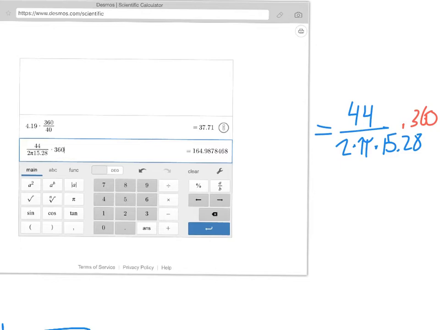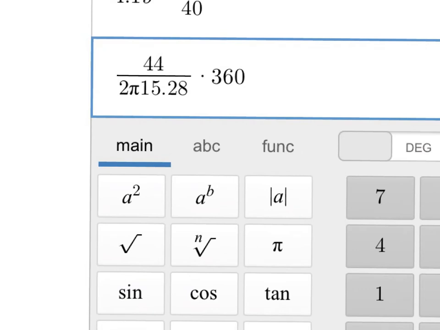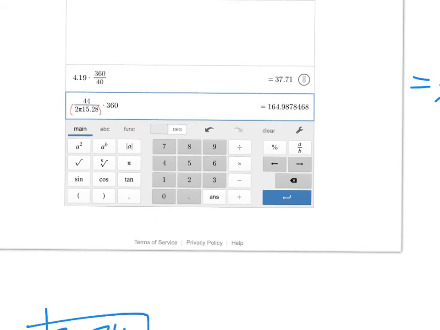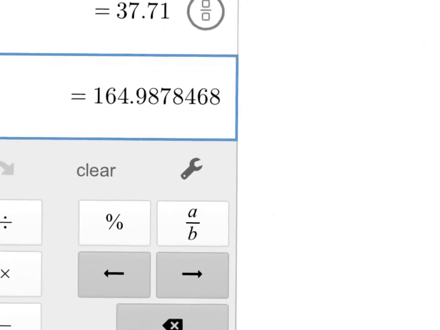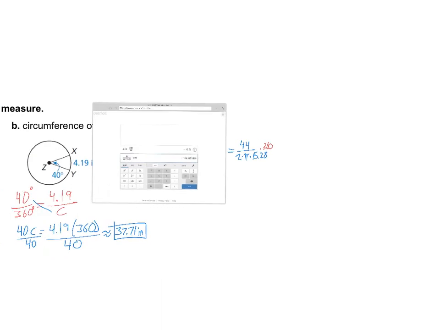And there's our answer. Now, if you're doing this in a one-line calculator and it doesn't type it all out like this, you need to make sure that the 2 times pi times 15.28 is in parentheses. 44 divided by all of that, then times 360. So watch out for that. So this is 164.98, rounds up to 165. Let's round that to 165 there, all right?